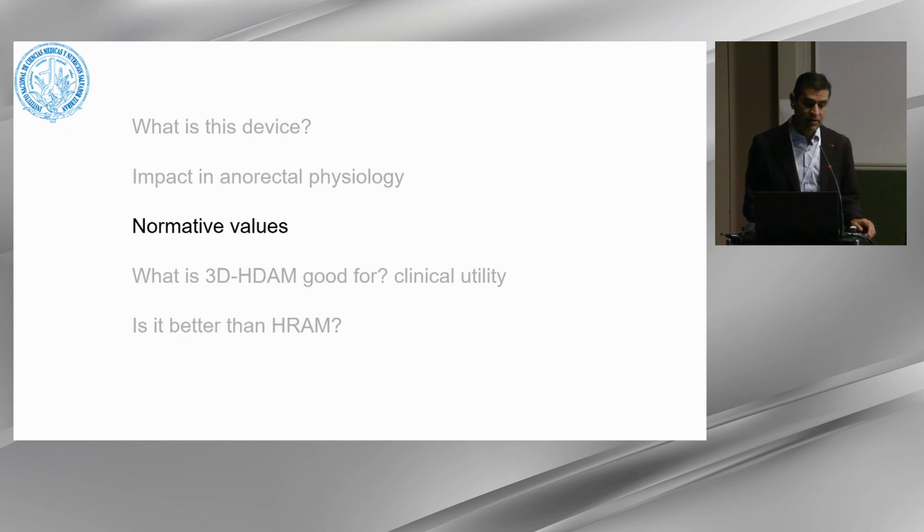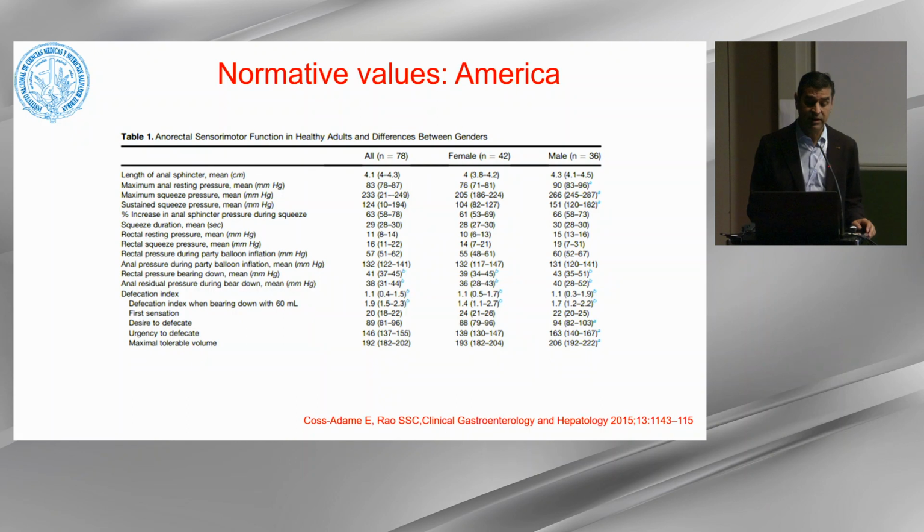So now let's talk about normative values. There are some studies that have addressed this. The normative values are kind of different. So we did this study several years ago, and we found that comparing males to females, males have higher pressures during the resting and during the squeeze pressures. And they also have more capability to tolerate higher volumes during the rectal balloon inflation.